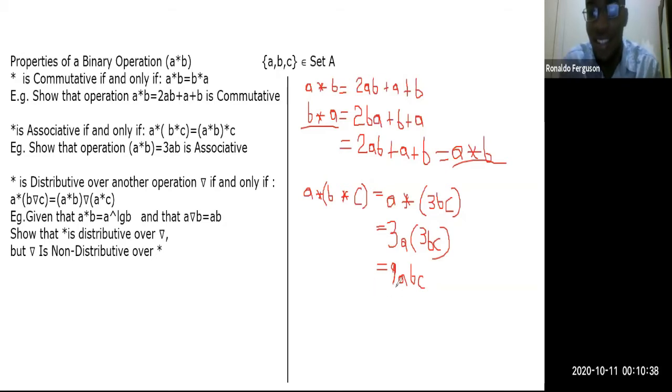Alright? So the next thing that we're going to want to show is that A star B star C is equal to A star B star C, with the grouping taken the other way.